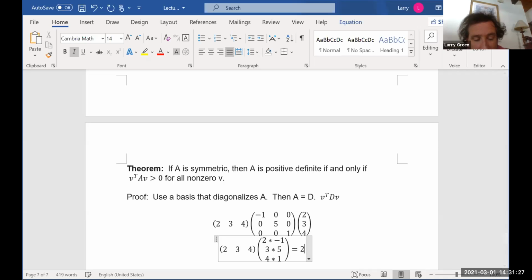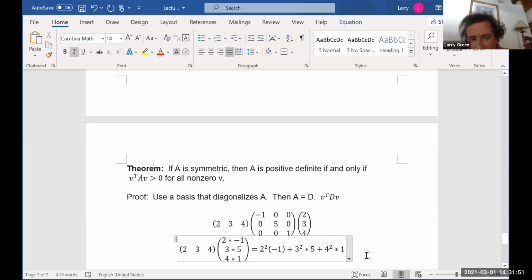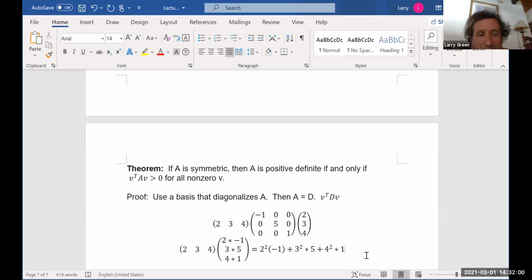So that's going to be 2 squared times -1, and then plus 3 squared times 5, and then plus 4 squared times 1. Are y'all following? Y'all believe it? All right. So that's what happens when you take V transpose AV in its diagonal basis, right? Principal axes, they call it.